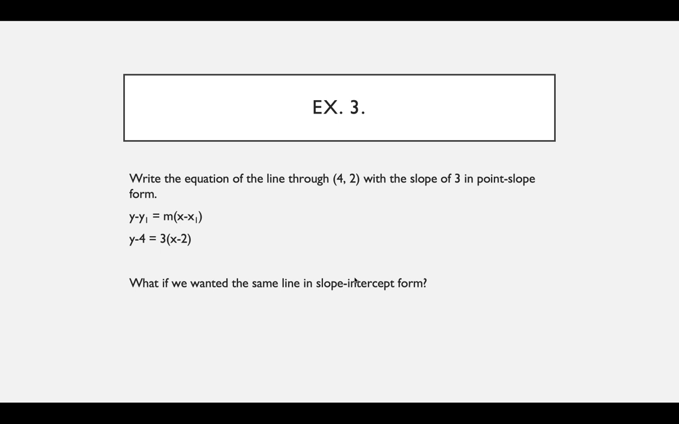But could we have written this in slope-intercept form? Sure, we would just transform the equation appropriately. So we would distribute the 3 to get 3x minus 6 on our right-hand side, and then we'd add 4 to both sides, and we would get that y equals 3x minus 2.